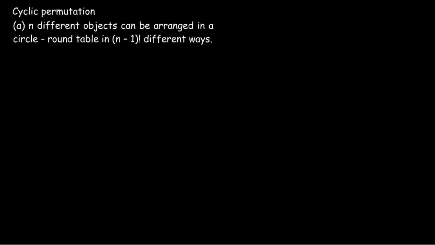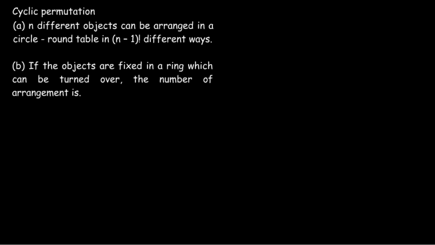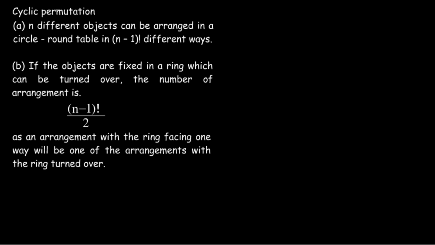Now, if the objects are fit in a ring which can be turned over, the number of arrangements will be n minus 1 factorial divided by 2. That is, if the ring can be turned over, it becomes n minus 1 factorial divided by 2, as an arrangement with the ring facing one way will be one of the arrangements with the ring turned over.